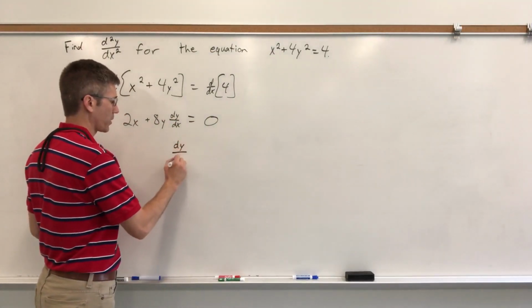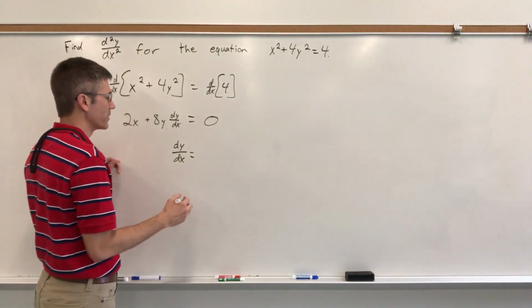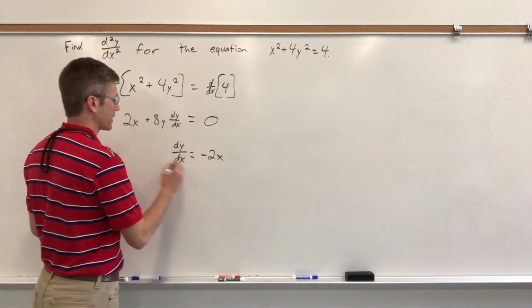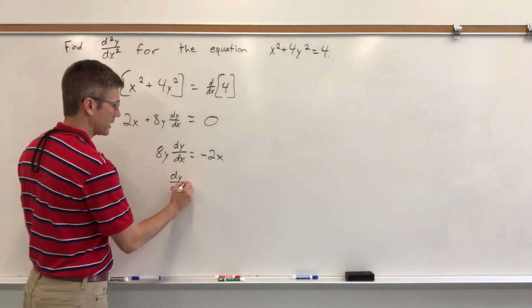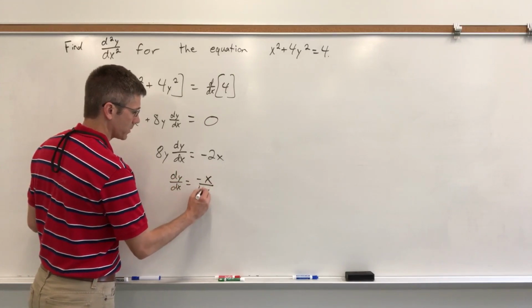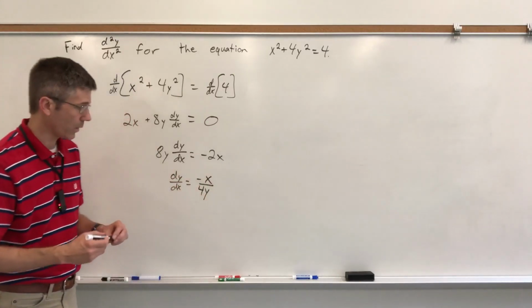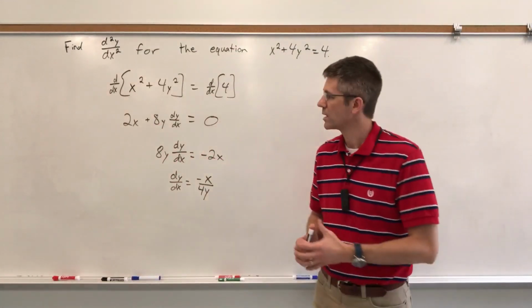We need that to go where we're going. I hesitated because I was like, yeah, we're finding the derivative, but we're going further. So negative 2x, 8y there. So dy over dx equals negative 2x over 8y. We'll reduce it and make it negative x over 4y. The negative can go in the front or the denominator or the numerator, any of those.